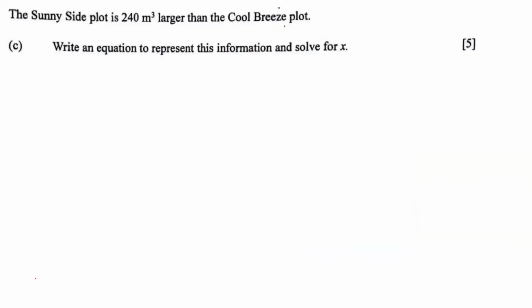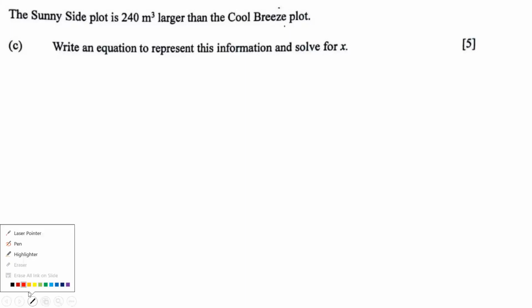Okay, what does the next part say? This is C. It says the sunny side plot is 240 meters cube larger than the cool breeze plot. Write an equation to represent this information and solve it for x. Okay, again, let me read the question. It says the sunny side plot is 240 meters cube larger than the cool breeze plot. Write an equation to represent this information and solve for x.